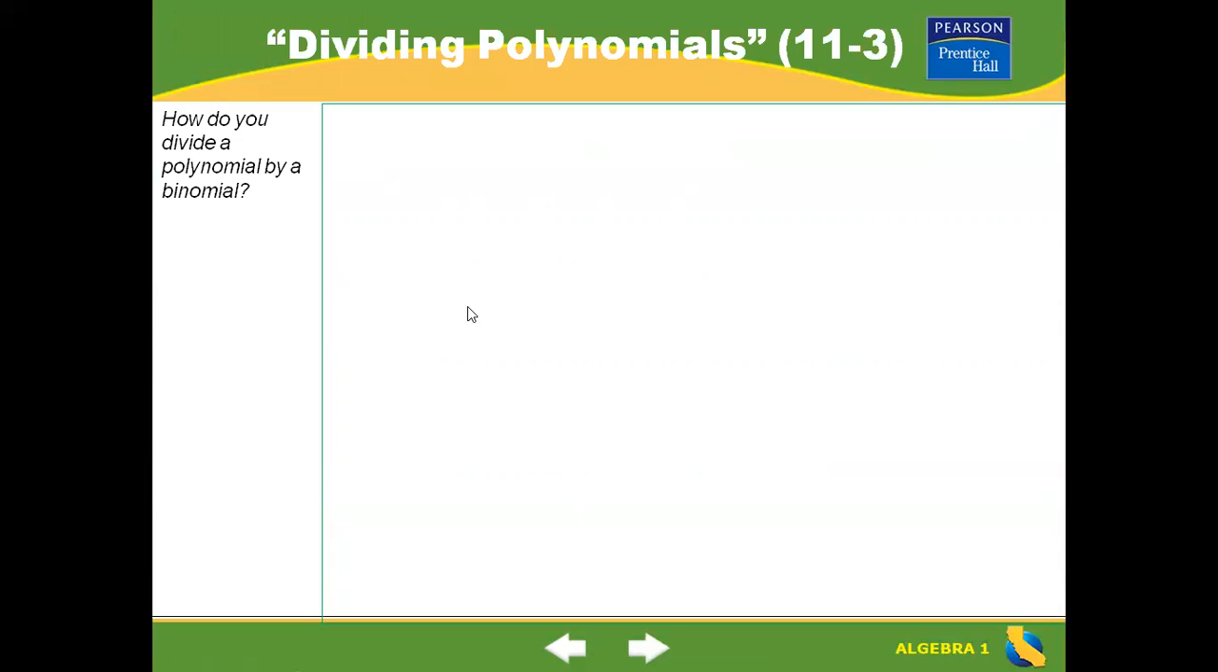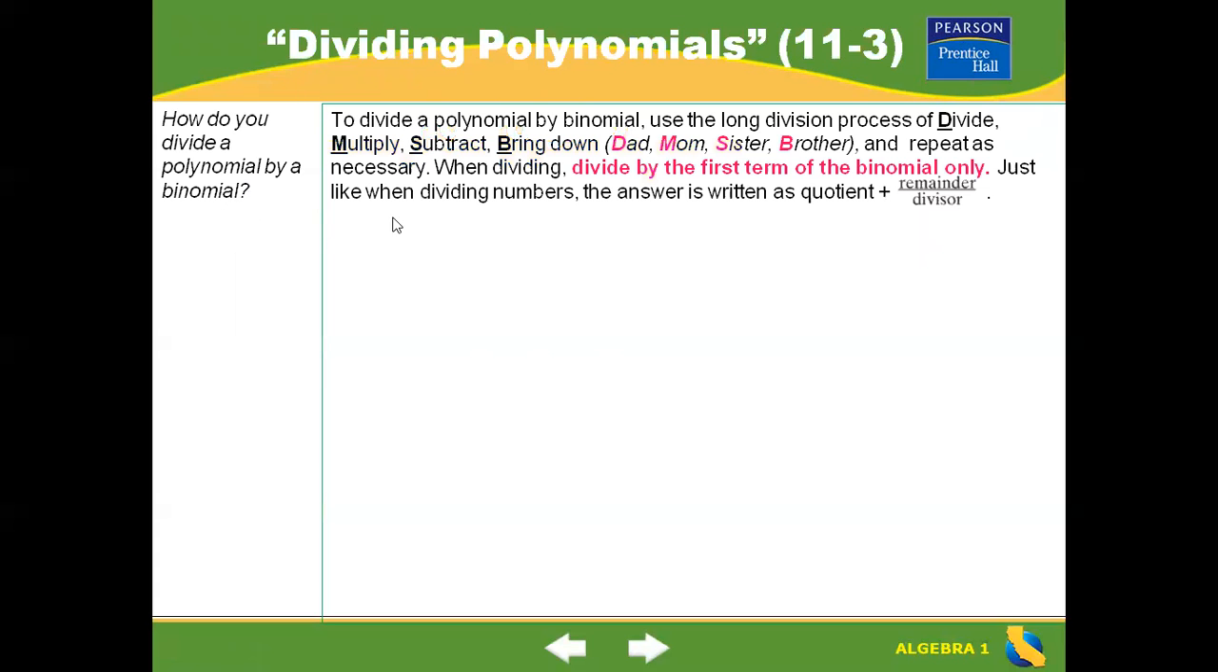How about if you are going to divide a polynomial by a binomial? Before, we divided a polynomial by a monomial. In this case, we're going to divide your polynomial by a binomial. To divide a polynomial by a binomial, use the long division process of divide, multiply, subtract, bring down, okay? And repeat as necessary. When dividing, divide by the first term of the binomial only. Just like when dividing numbers, the answer is written as quotient plus remainder over the divisor.